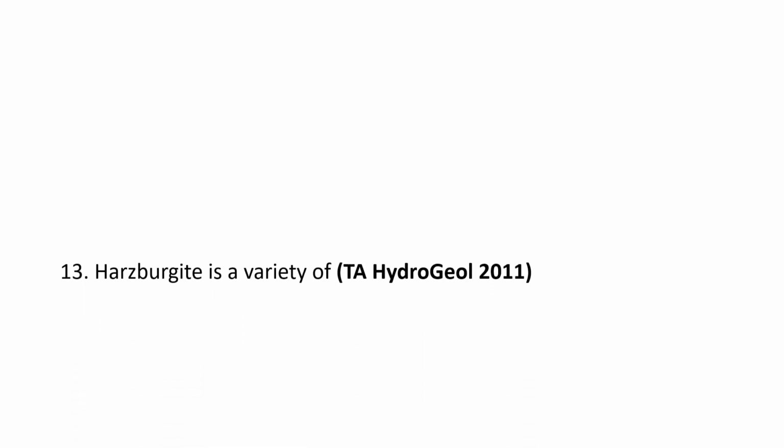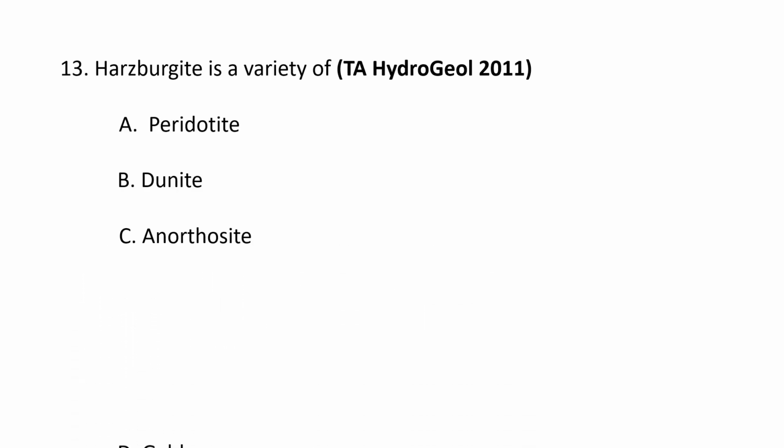Next question. Harzburgite is a variety of A. peridotite, B. dunite, C. anorthosite, and D. gabbro. Harzburgite is a variety of peridotite. It is a general term for a group of igneous rocks that are rich in olivine and mafic minerals. Harzburgite is a coarse-grained ultramafic rock that's made up of olivine and orthopyroxene.